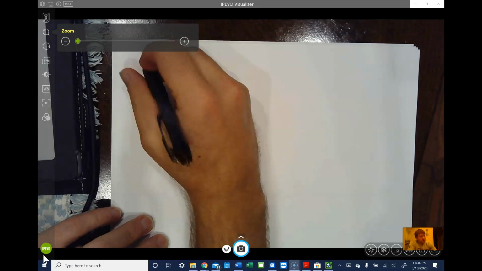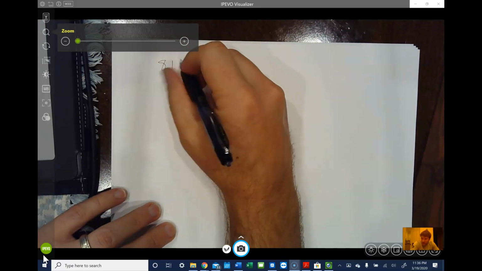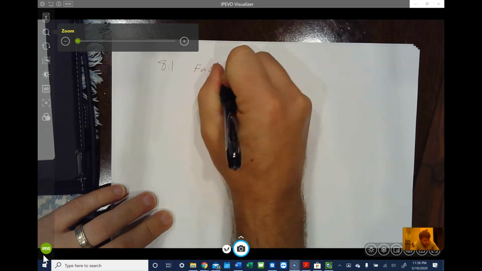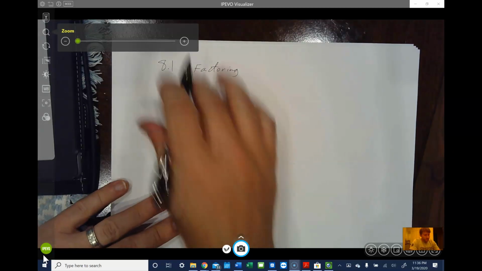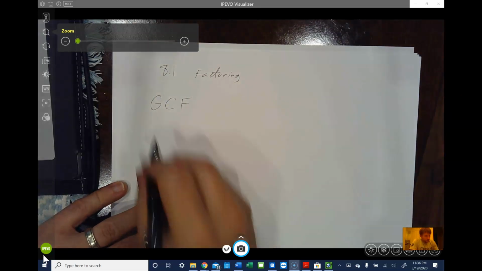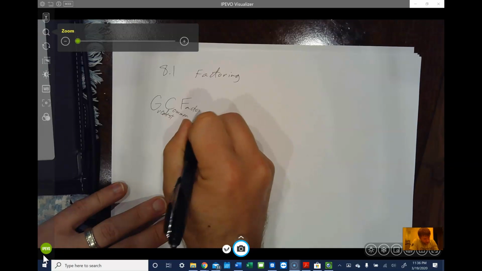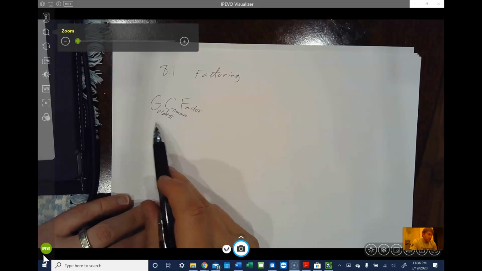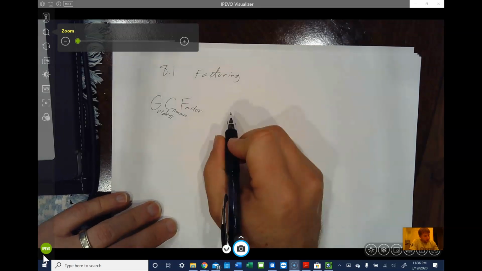Okay, so moving on, we're going to go right into section 8.1. Section 8.1 is how to factor polynomials. It's mainly factoring. There's a few different kinds of factoring. The most basic kind of factoring is called GCF, greatest common factor. That's the most basic kind of factoring there is. You should always try to do this first before we do any other kind of factoring that we're going to learn. I'll show you how to do that.